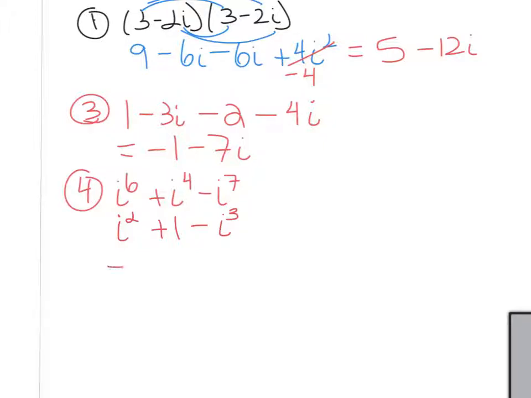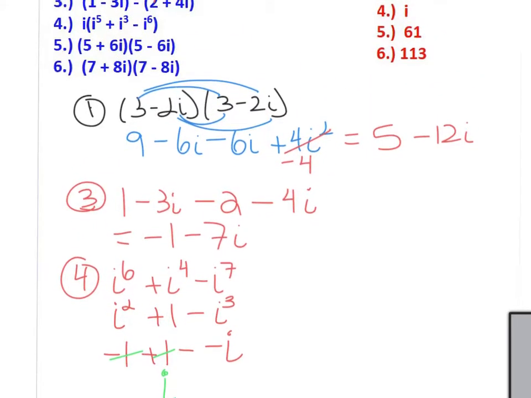i squared is -1. And then i to the 3rd is -i. -1 plus 1 is 0. Minus a negative, so the final answer is +i.